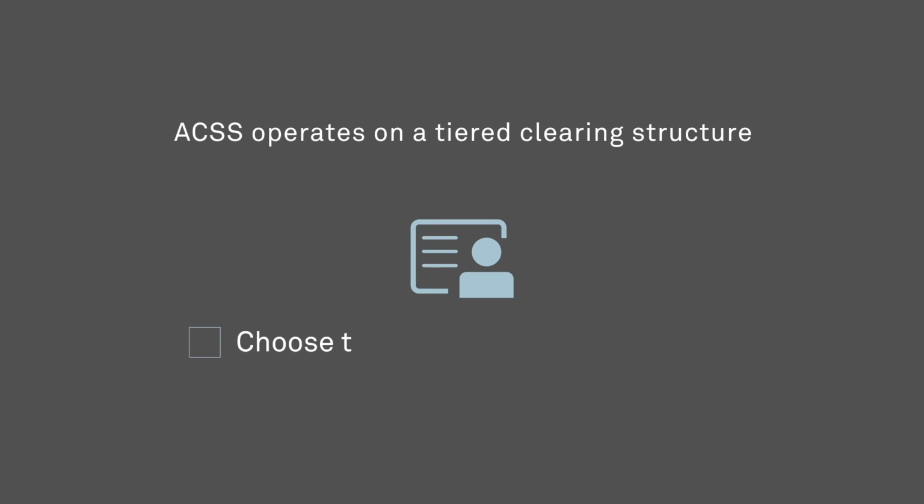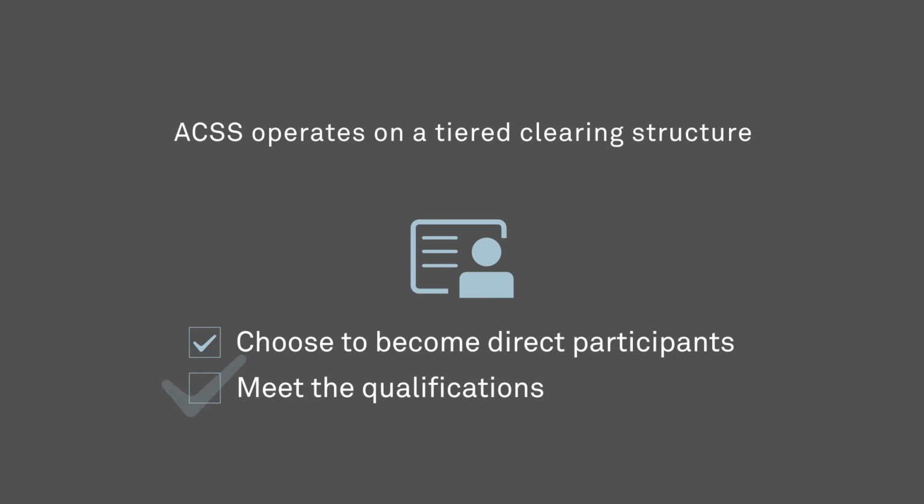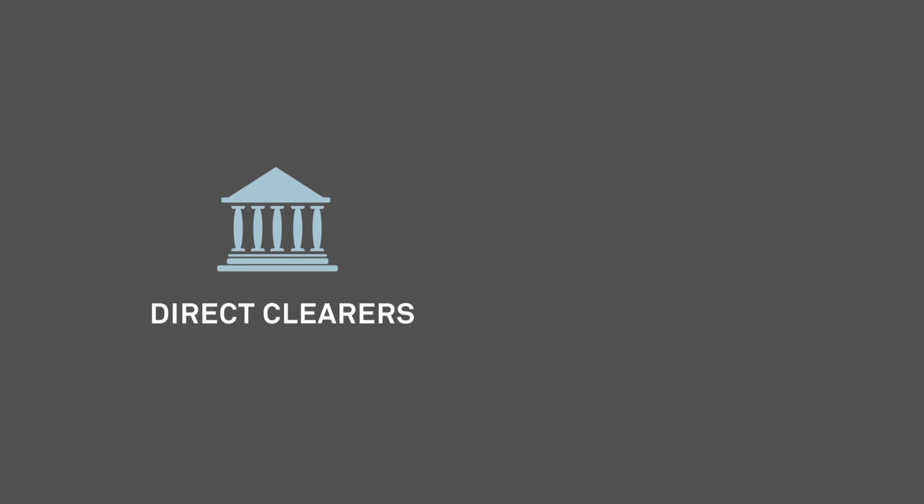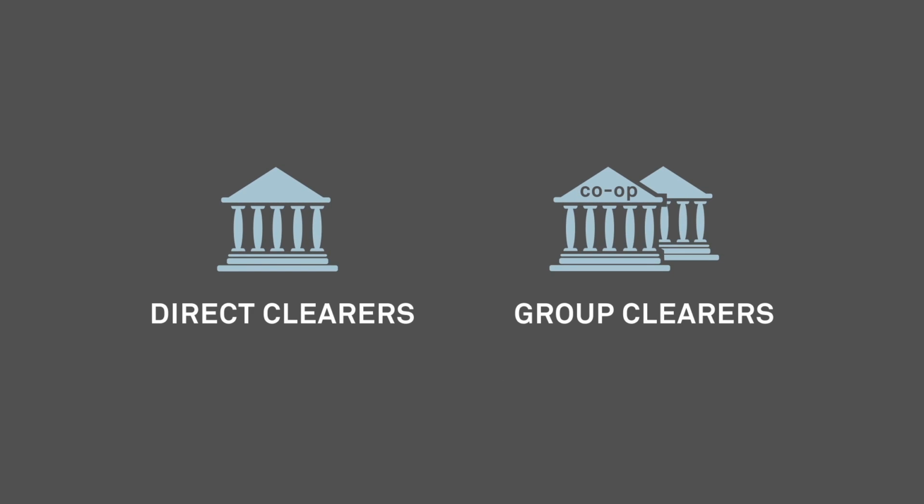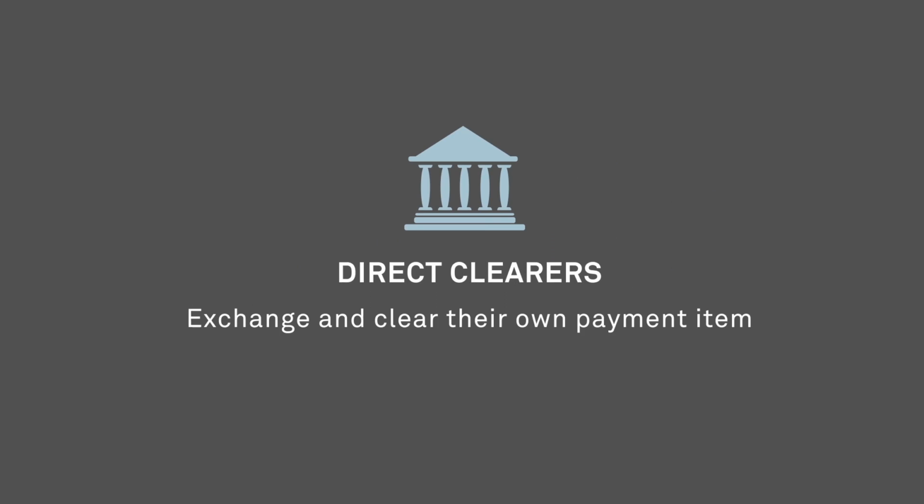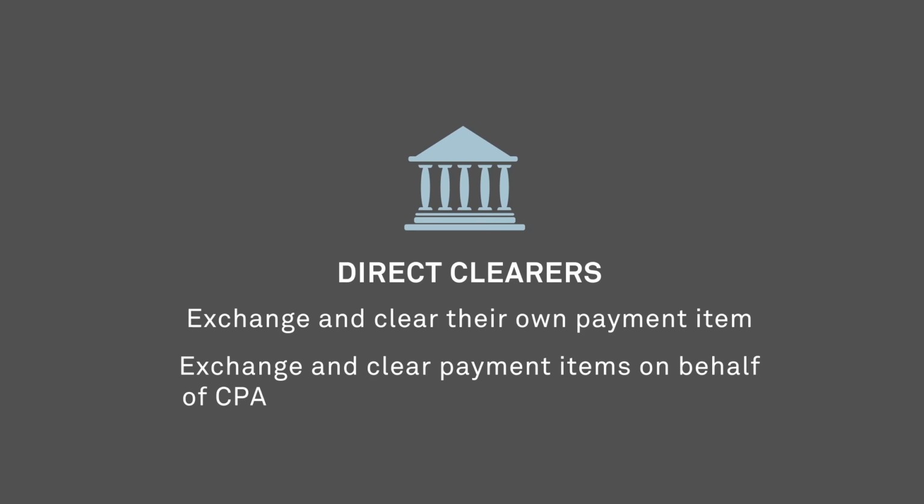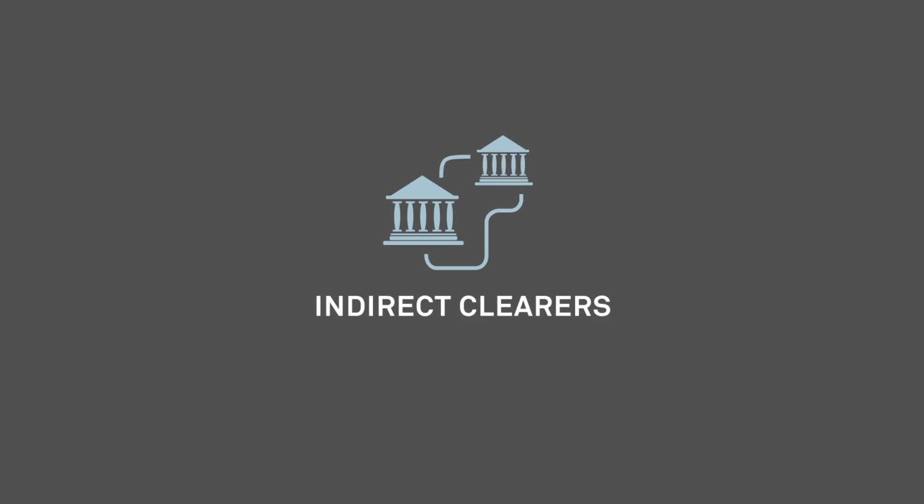Only CPA members who choose to become direct participants and meet the qualifications are able to make payment entries into the ACSS. These direct participants are known as direct clearers and group clearers. Direct clearers exchange and clear their own payment items. They also exchange and clear payment items on behalf of CPA members that are not direct clearers. These members are known as indirect clearers.